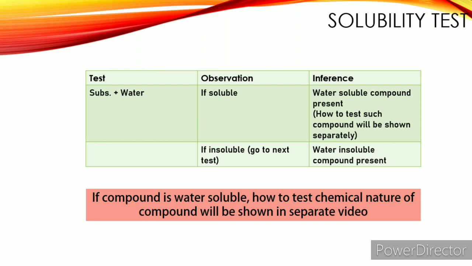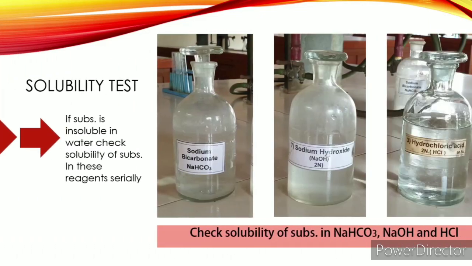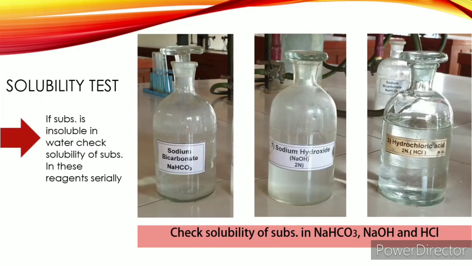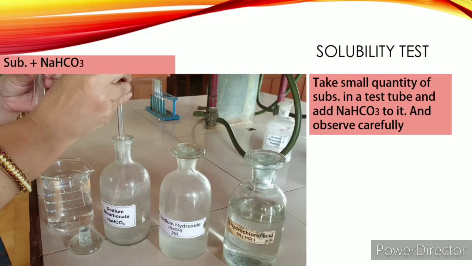In this video, let us assume that our substance is insoluble in water. In case the substance is insoluble in water, we test the solubility of the substance in these reagents: sodium bicarbonate, NaOH, and HCl, of course serially. So let us take the first test, substance plus sodium bicarbonate. Take a small quantity of the substance in a test tube and add sodium bicarbonate to it and observe carefully.